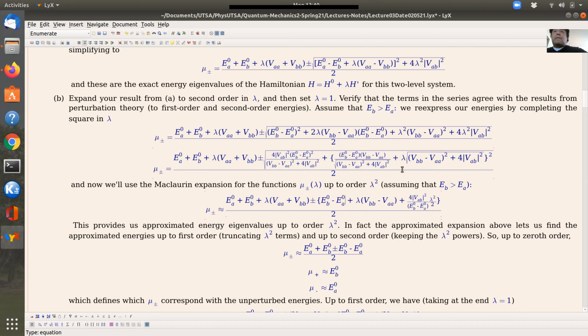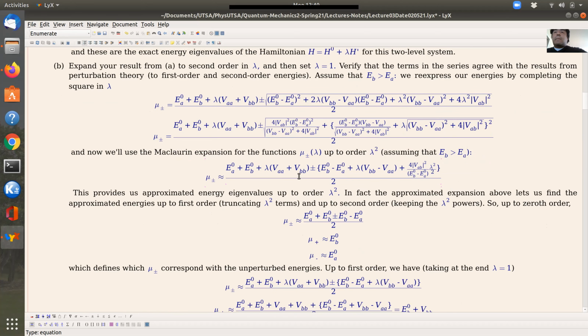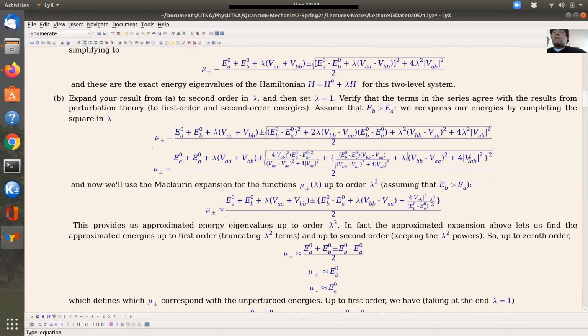So again, if you want, do the calculation to verify, and I'll let you know, I have done it before. Many of the things balance out, and so that's why you get this cleaner expression, okay? So we're still keeping the lambda at this point. Later on, we'll make it equal to 1. But in any case, this is the approximation of the eigenvalues up to order lambda squared by doing the expansion for this square root function. So this is approximate.